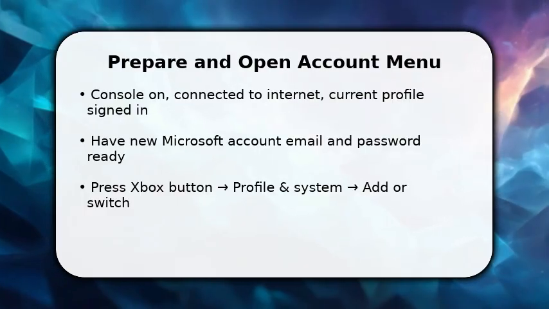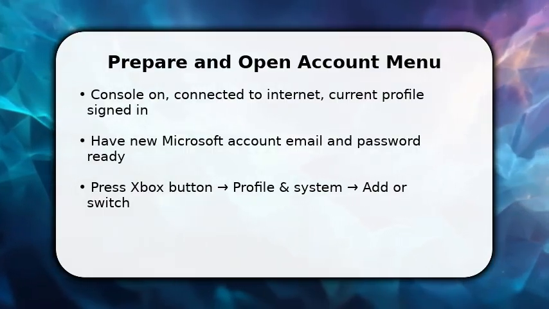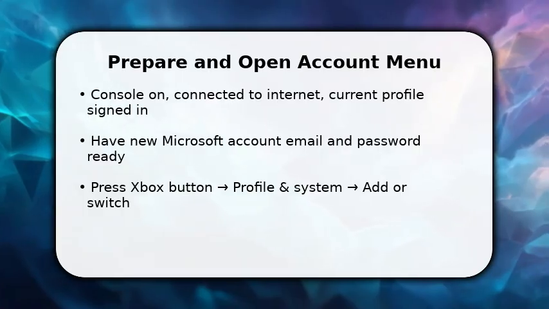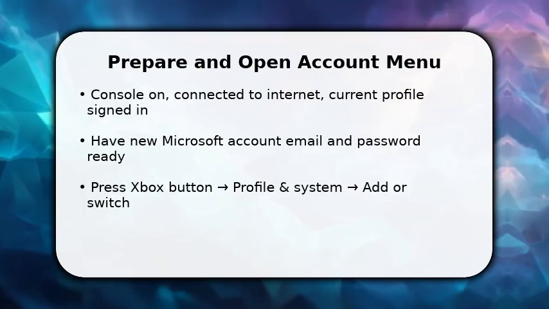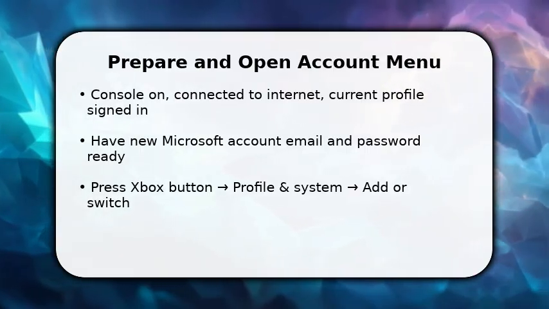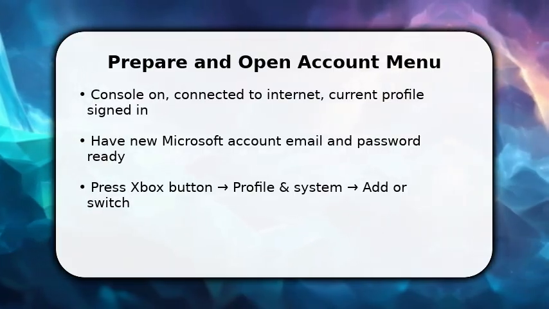You're ready. Power on your Xbox and make sure it's online. You should have the new Microsoft account email and password at hand so you can sign in immediately. Once ready, press the Xbox button to open the guide, navigate to Profile and System, and choose Add or Switch. Select Add New and enter the new account credentials.